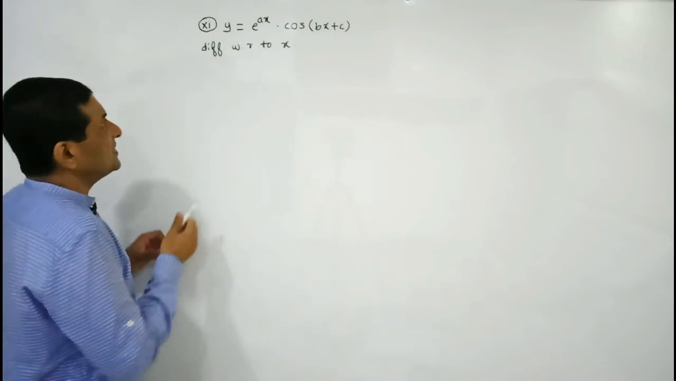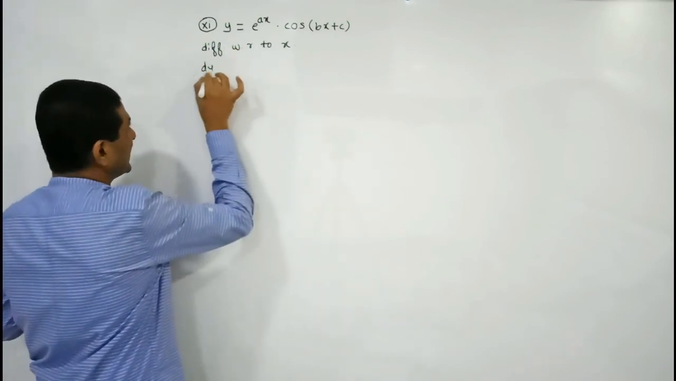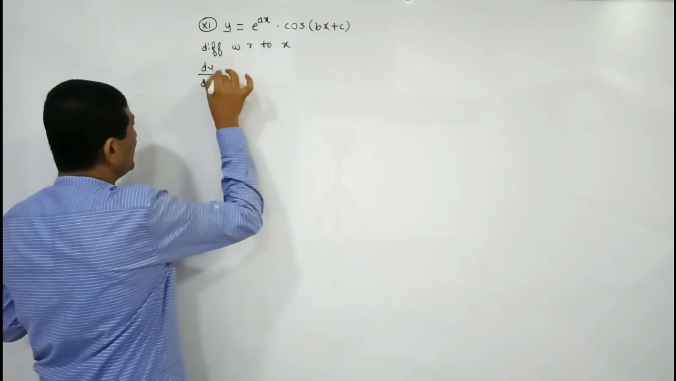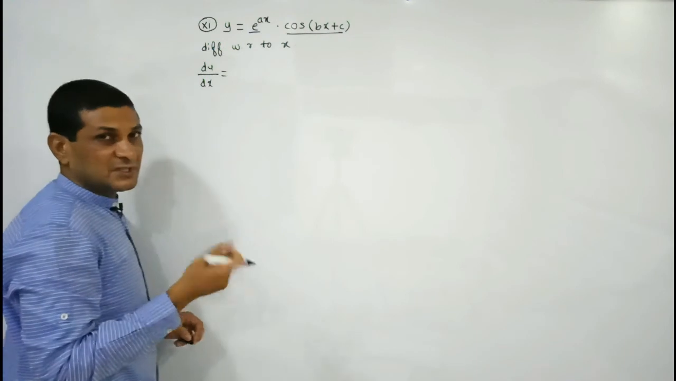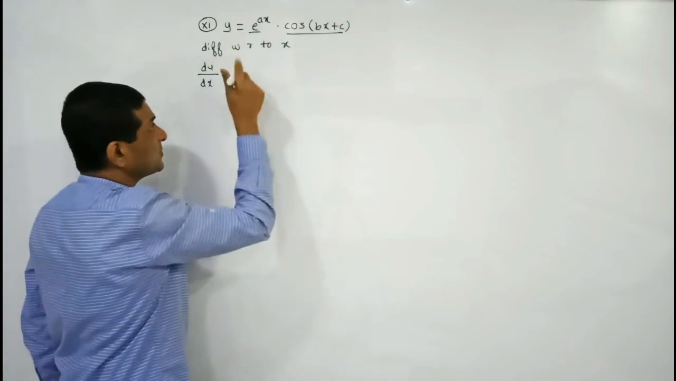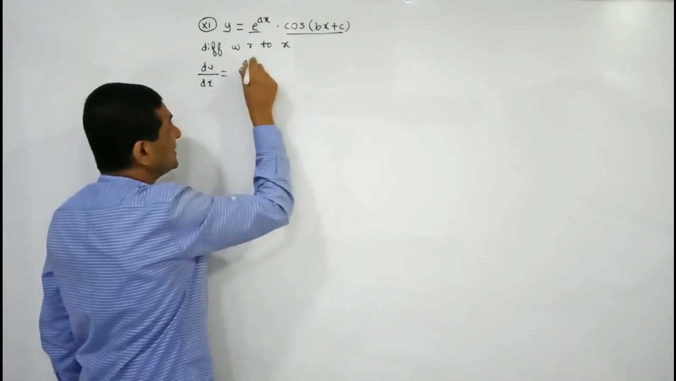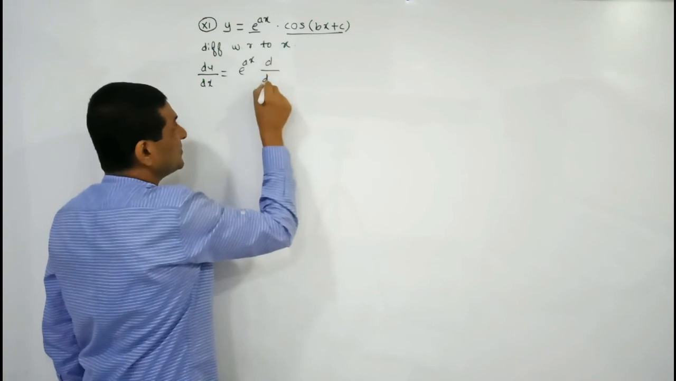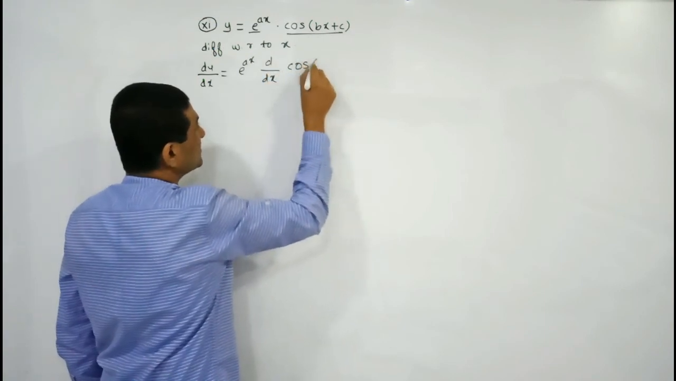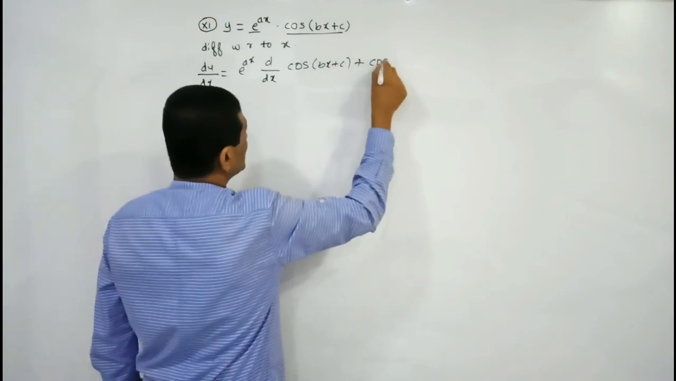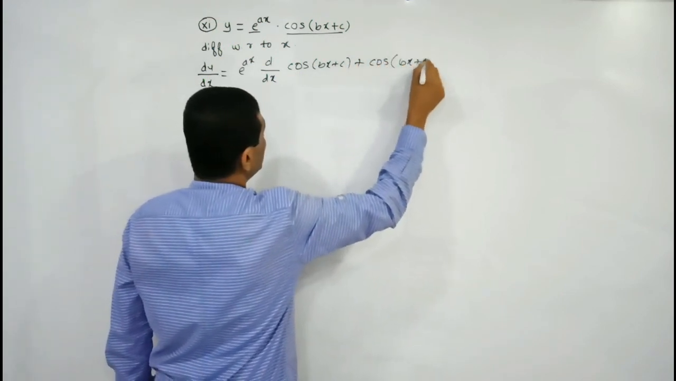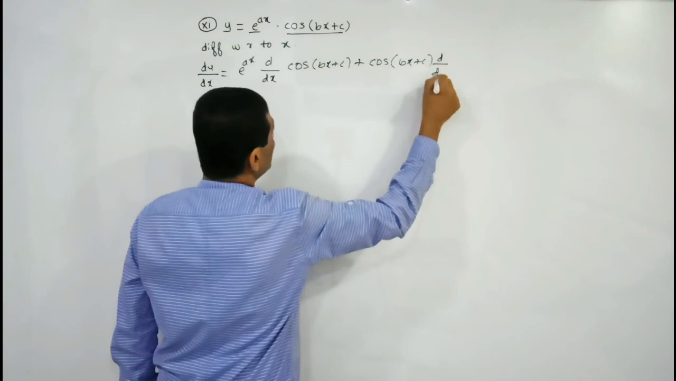Okay, so here we are differentiating it with respect to x, and the function is in the form of u into v, means to find out differentiation, apply product rule. According to product rule, first term as it is into derivative of second term. What is the second term here? Cos bx plus c, plus second term as it is, means cos bx plus c as it is, into derivative of first term.